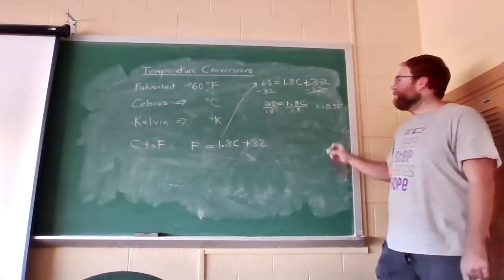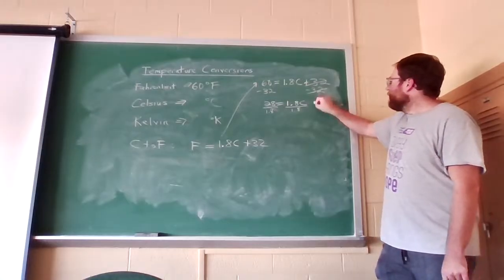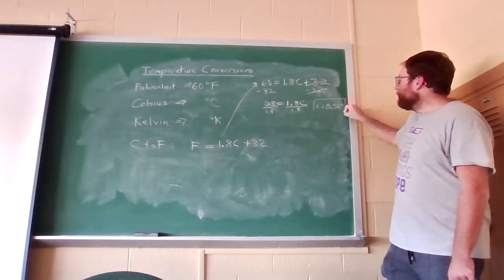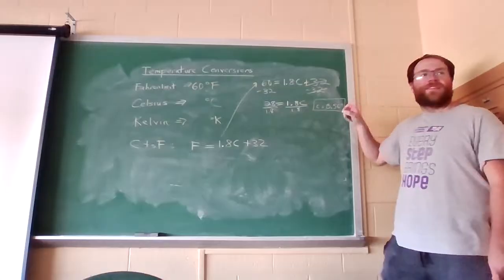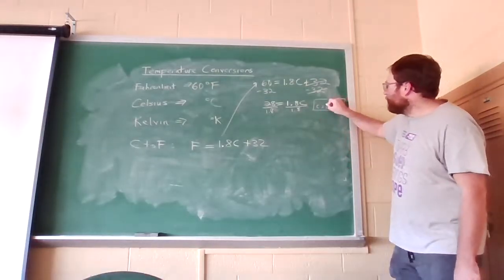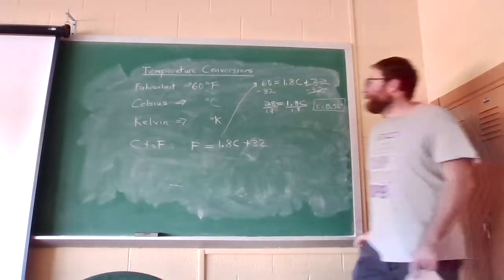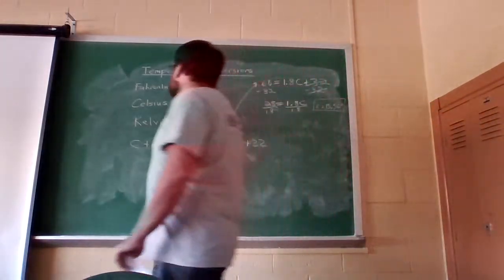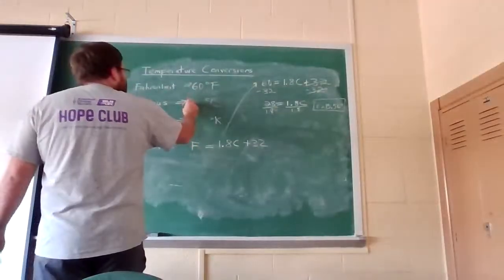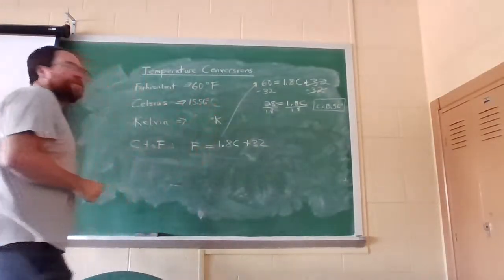Wait, in degrees, oh wait, Celsius. That's just C. But that'll tell you how many degrees Celsius that would be. So 60 degrees Fahrenheit is 15.56 degrees Celsius.